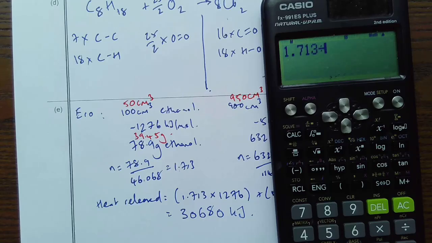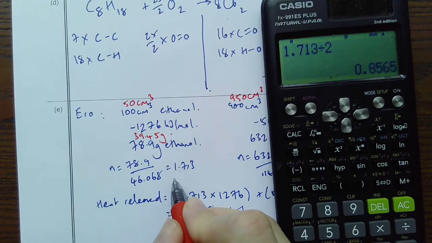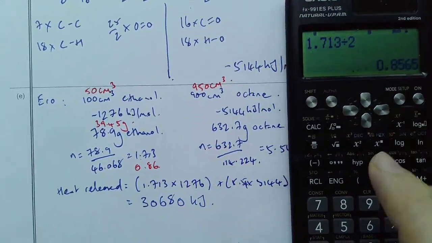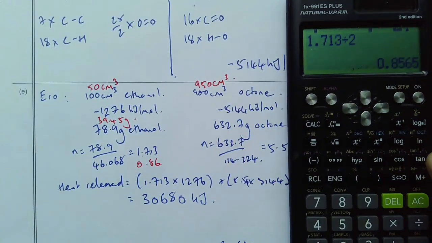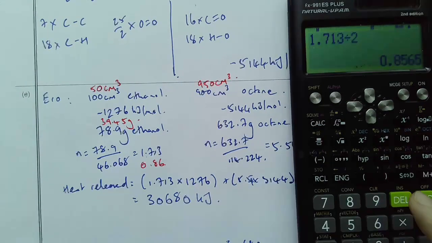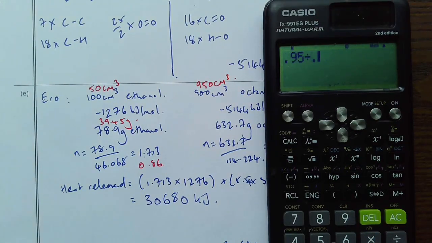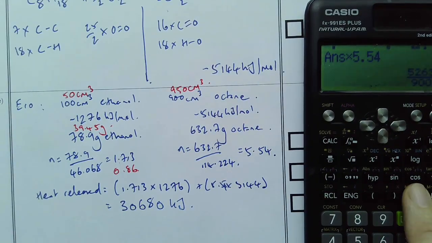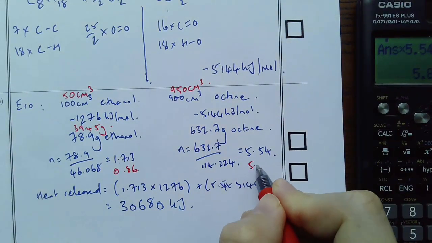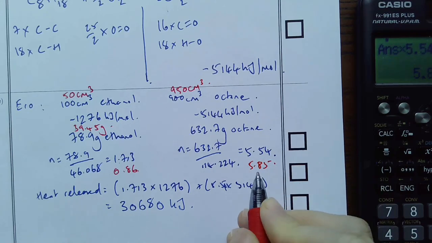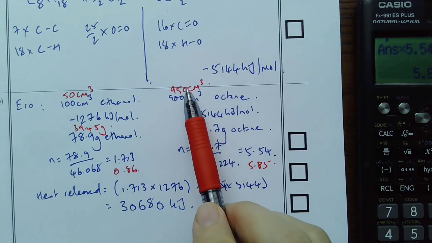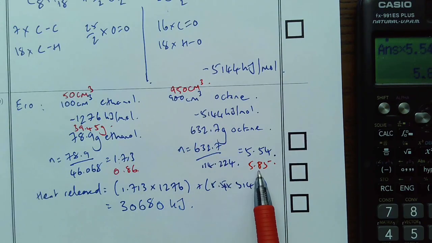Let's do 1.713 divided by 2, which is 0.86. And then this, I mean, I could do it, or you could just do 0.95 divided by 0.9 and then multiply it by your answer, 5.54, to give me 5.85. Okay, hopefully that was clear what I did there. I just used the ratio. I mean, you can do it yourself again if you want. You do 950 multiplied by the density divided by the Mr, and you'll get that number anyway.